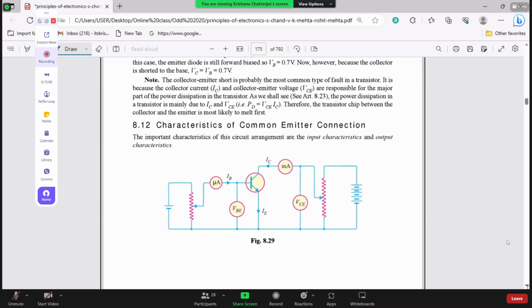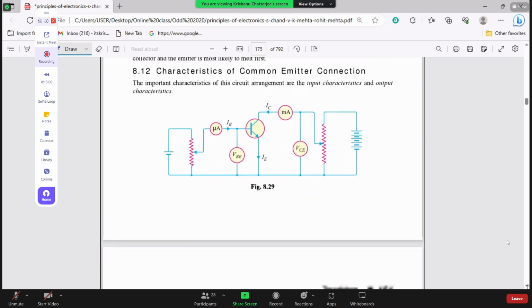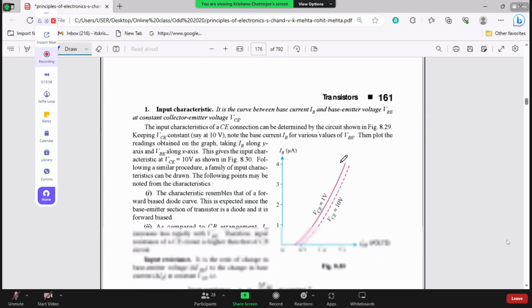Input characteristics, since it is in forward bias, the forward bias characteristics will remain. So basically the characteristics are the same. The only difference is if you increase VCE, the collector emitter voltage, the graph will shift. So at constant collector emitter voltage, you have to do this. We have done this in common base also.